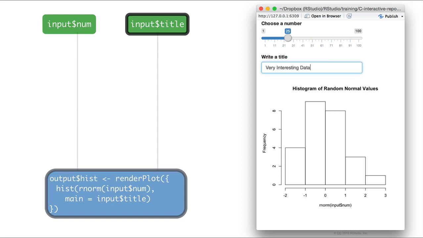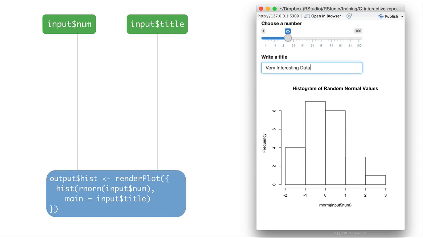It's going to rerun the block of code in the render function to update itself. When it runs that code, it's going to call input$num, even though input$num hasn't changed. It's just running hist(rnorm(input$num)). It gets that value, and then it gets main = input$title, and it gets that value. And once it has both those values, it can make the new plot, which will then appear in our app.